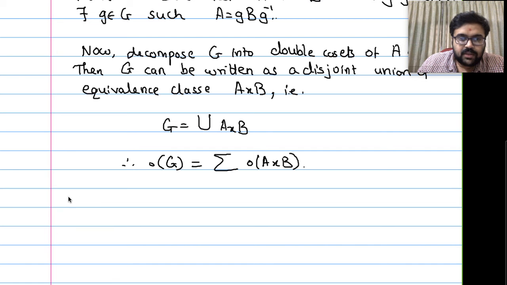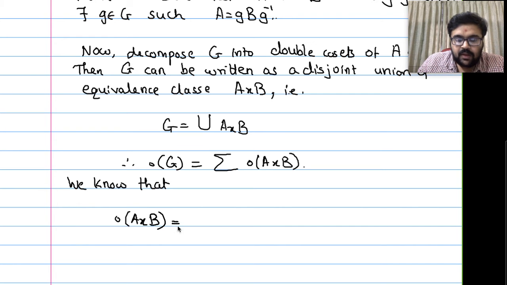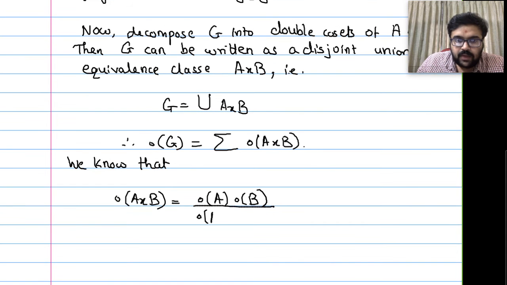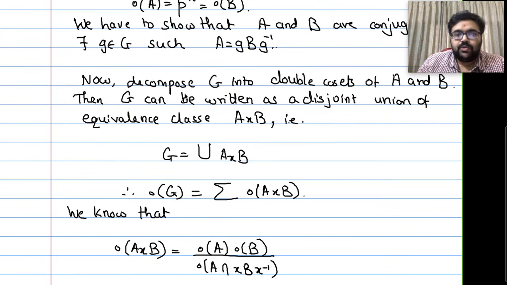So what is the order of AxB? We know that the order of AxB, this we have seen in the last class, is order of A times order of B upon order of A intersection xBx inverse, something like this. Now you see what is the relation here. We want to show that they are conjugate, and here we are getting xBx inverse.